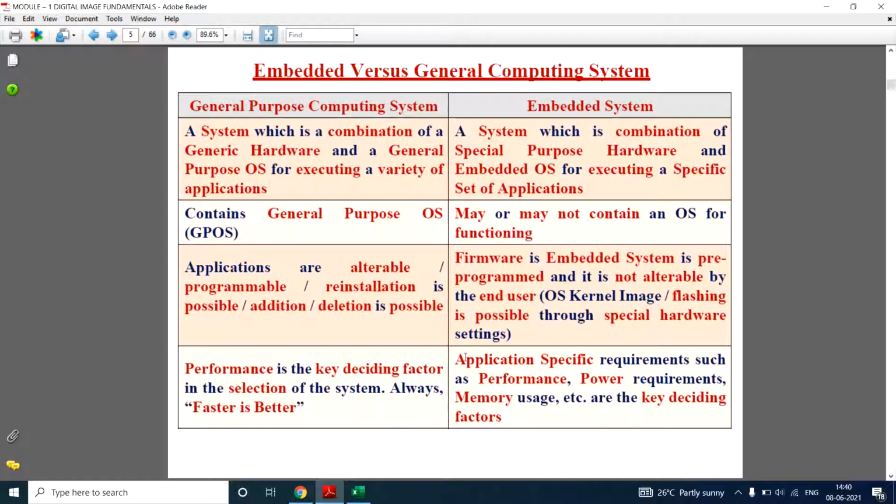Whereas embedded systems are, first of all, application specific, and they should satisfy performance, power requirements, memory usage, etc. These are the key deciding factors. That means the performance should be greater, power requirement should be less, and memory usage should also be considered. Keeping these parameters in consideration, we decide whether to buy or design an embedded system. Whereas in general purpose, only performance is sufficient. If it is giving a good performance, then it is sufficient.